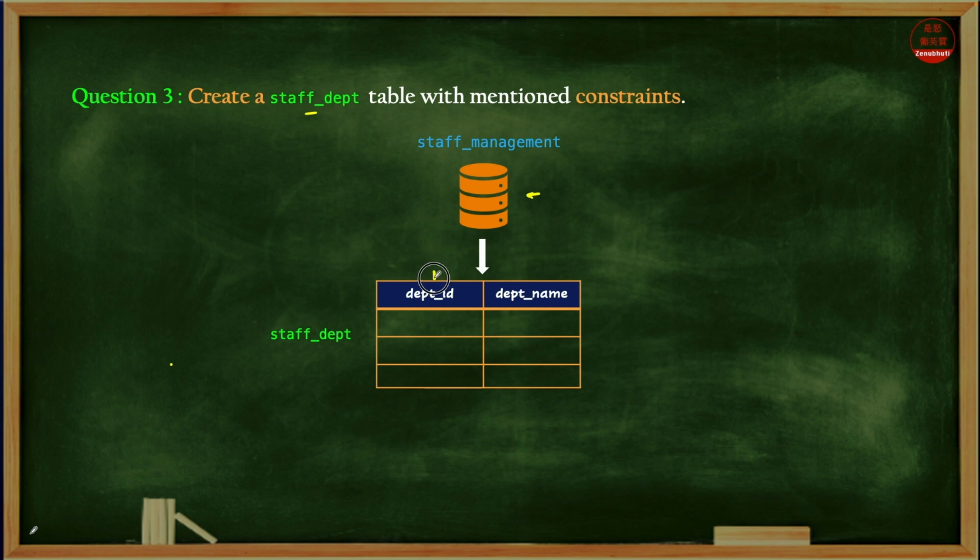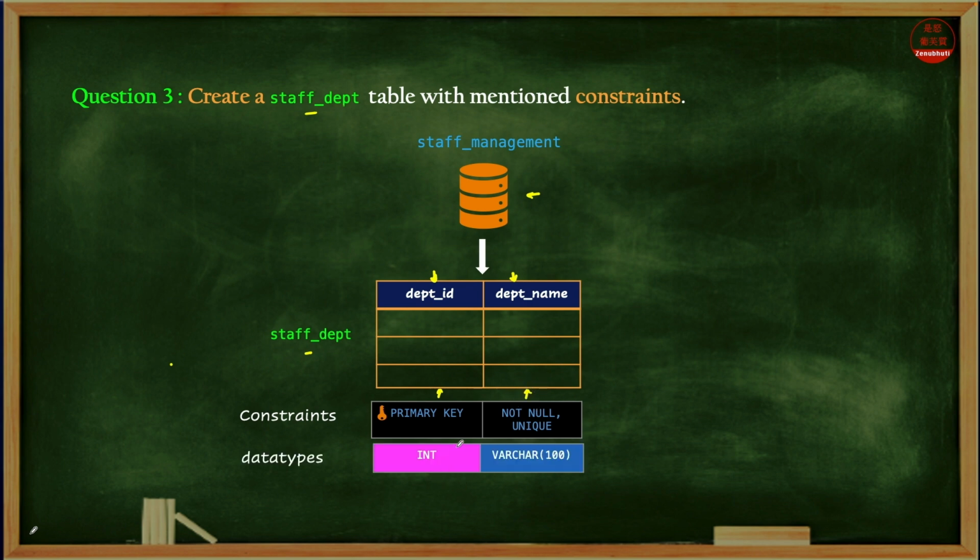Here we will have two columns, department ID and department name, and the table name will be staff_department. We'll apply a primary key constraint on the first column, not null and unique on the second column. And we will use the integer data type for the first column and varchar for the second column.